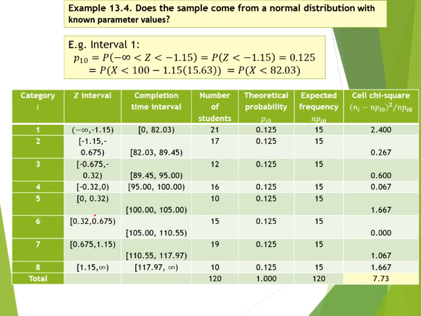But it's symmetric, so you can see minus 0.32 to 0, 0 to 0.32, minus 0.675 to minus 0.32, 0.32 to 0.675. So these are all symmetric around 0. So this is symmetric around 100. This is in terms of X and this is in terms of Z. So your completion times for this test, we expect these to have equal probabilities.